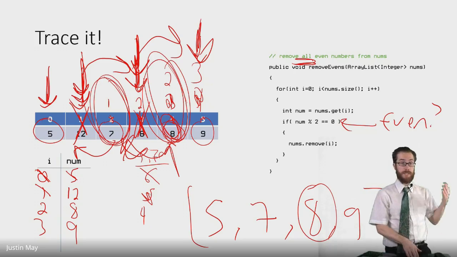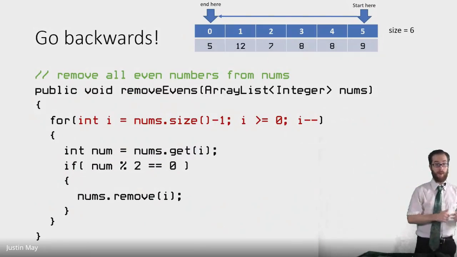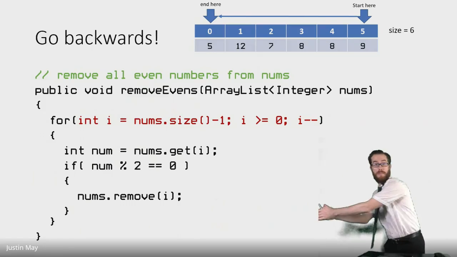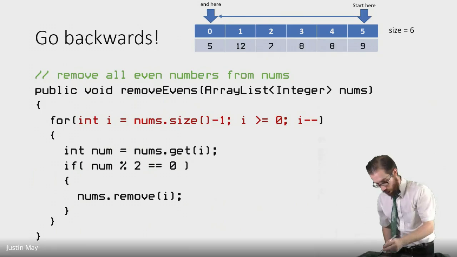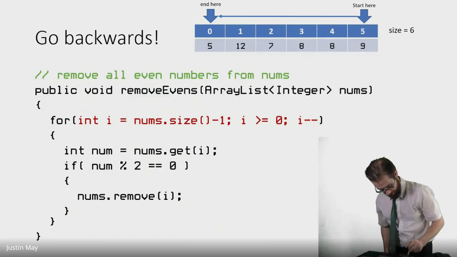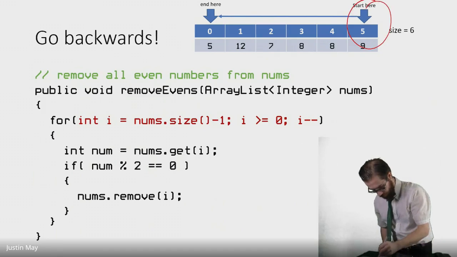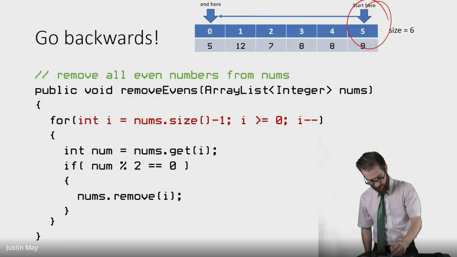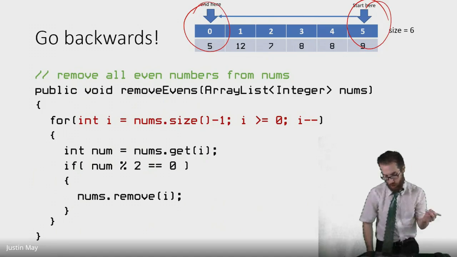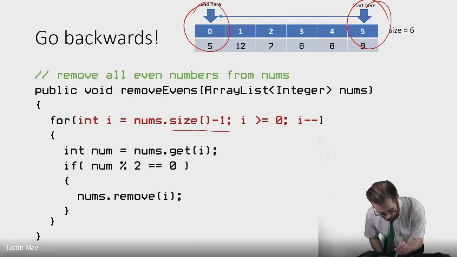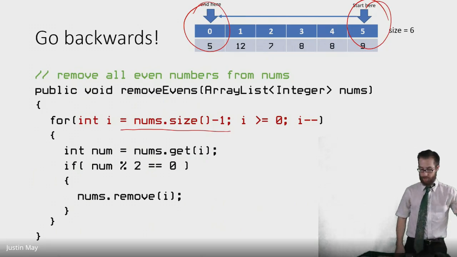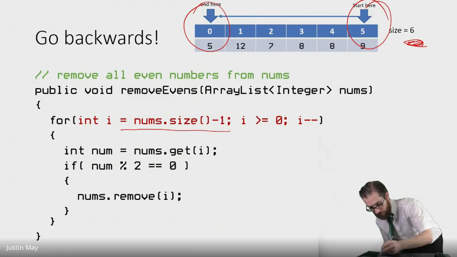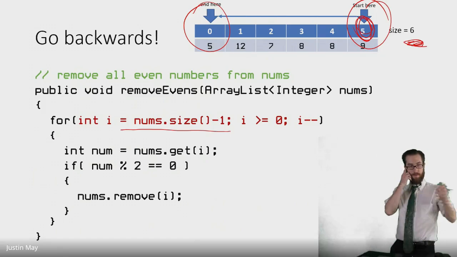So the solution to this problem is to go backwards. Instead of starting at the beginning and going to the end, you should start at the end and go to the beginning. So we want our loop, let me put my pen back on. We want our loop to start here at the end, and we want it to end here at the beginning. So we change our loop to loop backwards, and we've talked about how to do this.